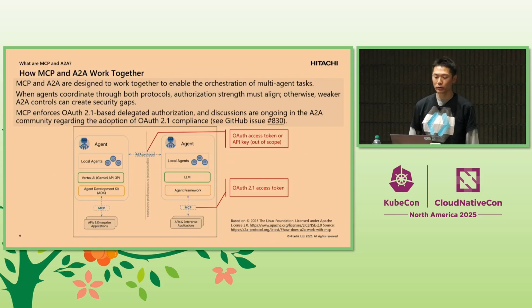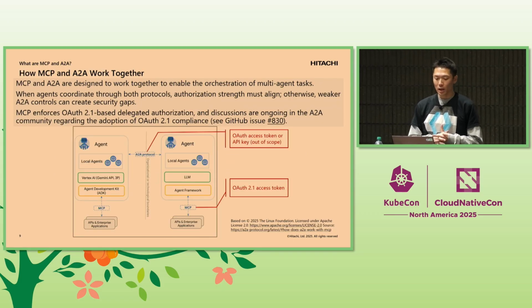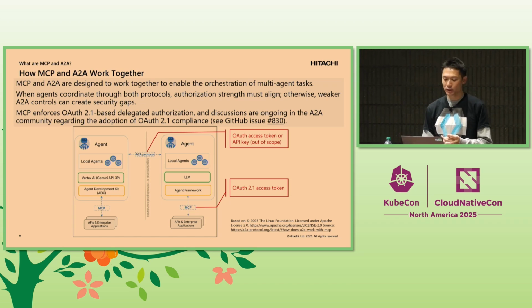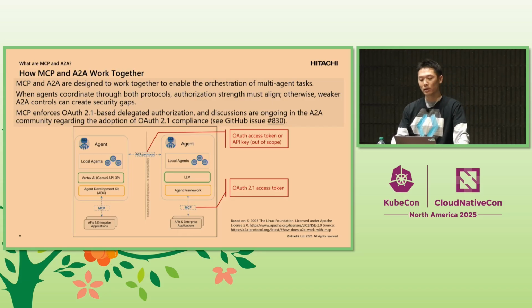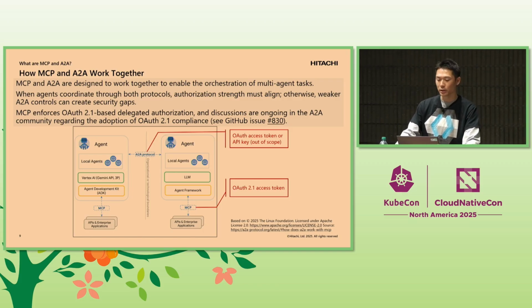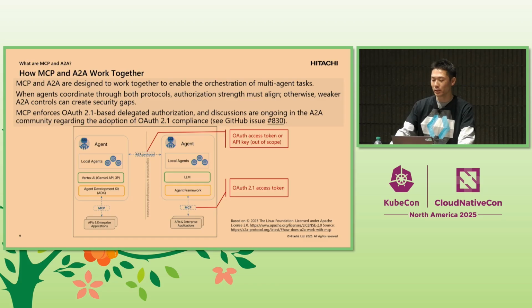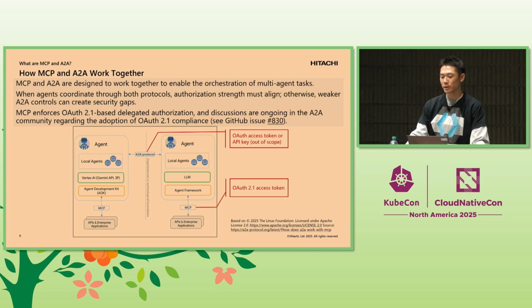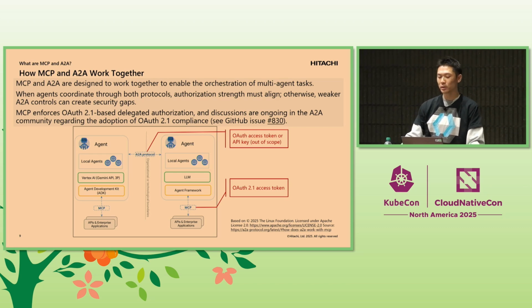Then, how do MCP and A2A work together? As shown in this diagram, which is referenced from the A2A website, MCP and A2A often coexist in real-world systems. MCP is typically used for agent-to-tool communications, while A2A is used for agent-to-agent communications. However, if A2A uses weaker credentials, such as API keys, it can become the weakest link in the security chain. To maintain a consistent and strong security posture, it's important to align A2A with the same level of assurance as OAuth 2.1, just like MCP.